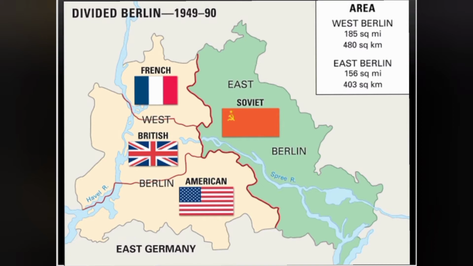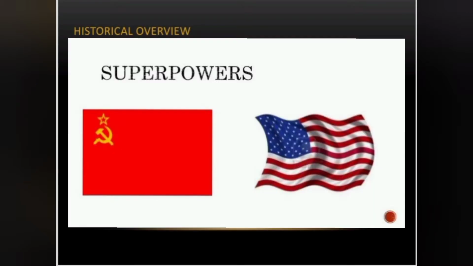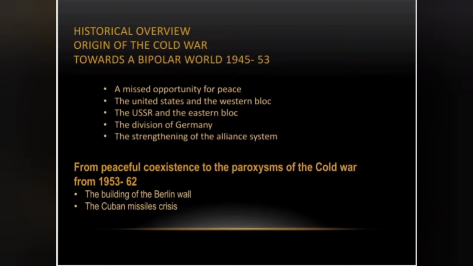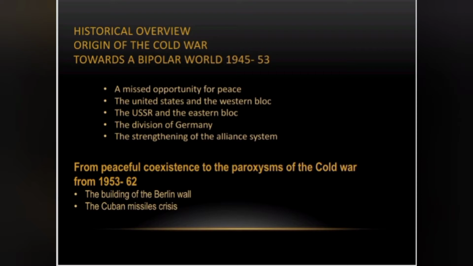mainly that of the USA, because the USSR was feeling threatened and insecure, because the USA was also a superpower at that time. So, the strengthening of the alliance system: both the Eastern and the Western blocs were concerned with strengthening their alliance system to spread their ideology and system of government.